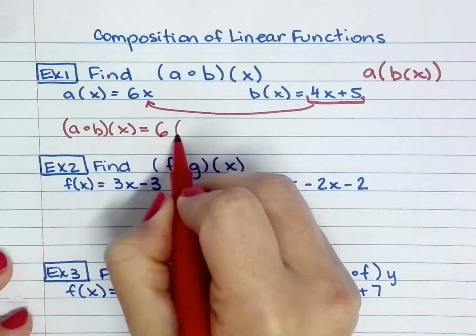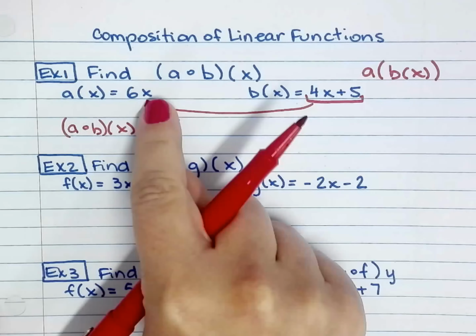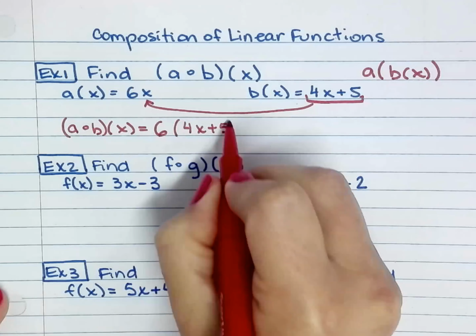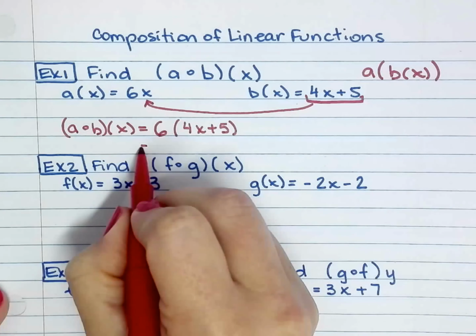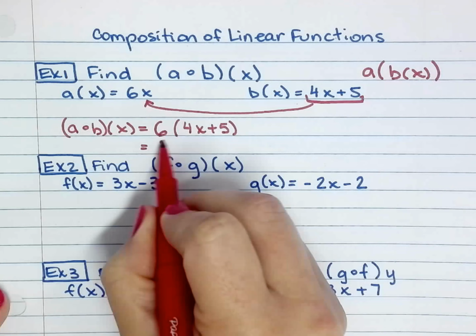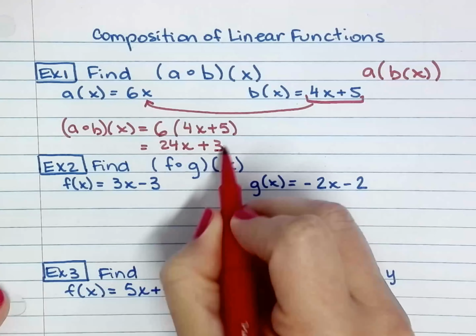So A is composed with B of X is 6, and then you substitute the full function, B function, right there for X. So 4X plus 5, and then you just clean that up by distributing 6. So 6 times 4X is 24X, plus 6 times 5 is 30.